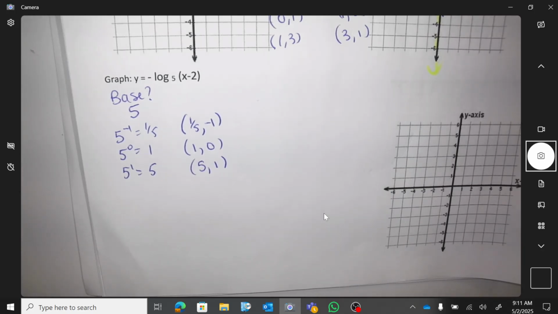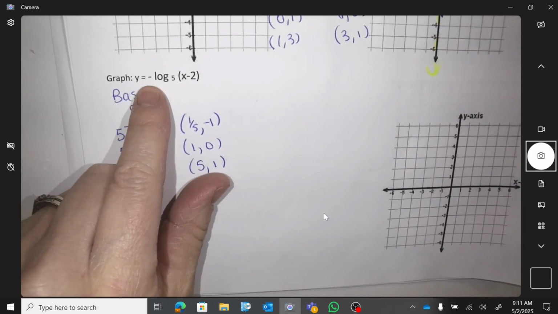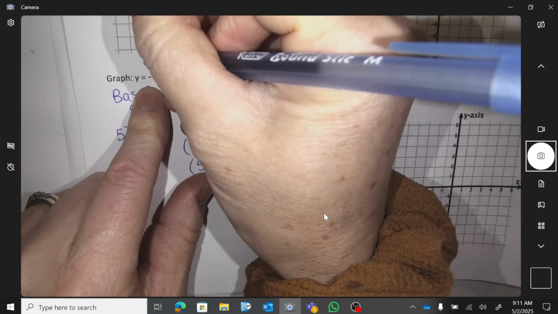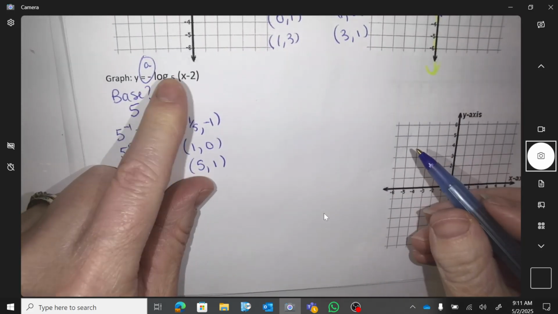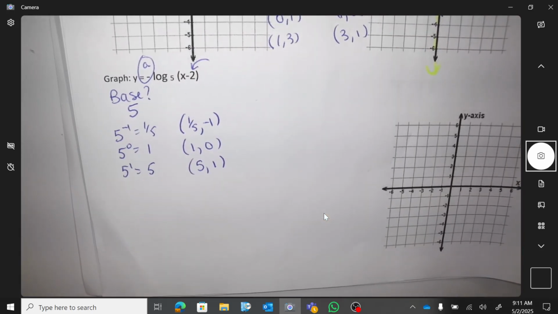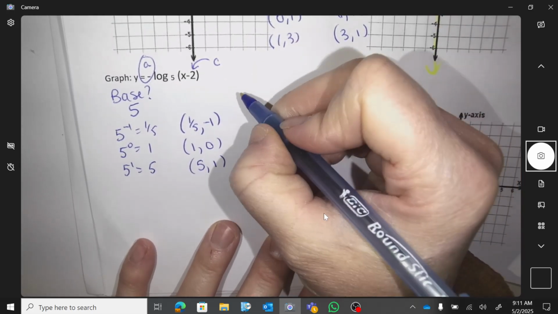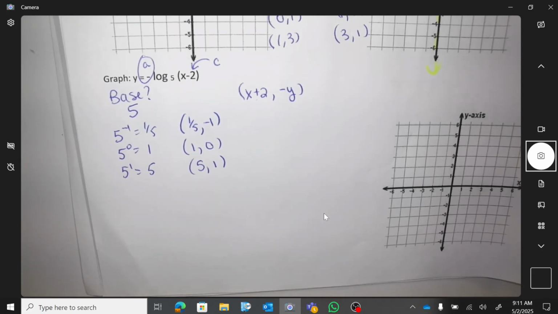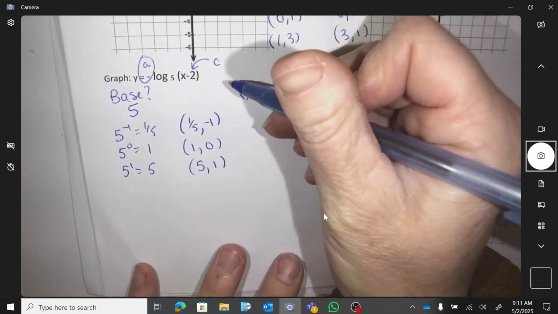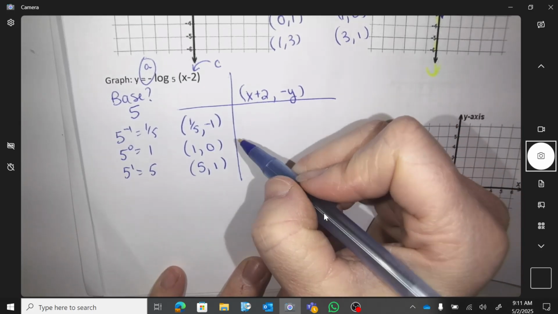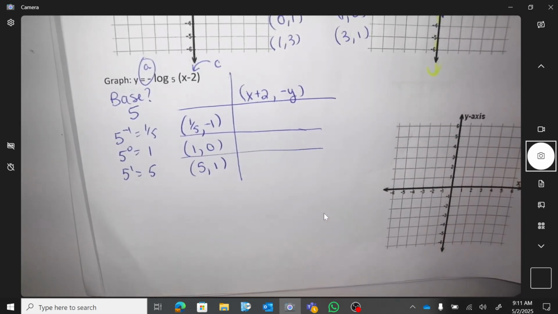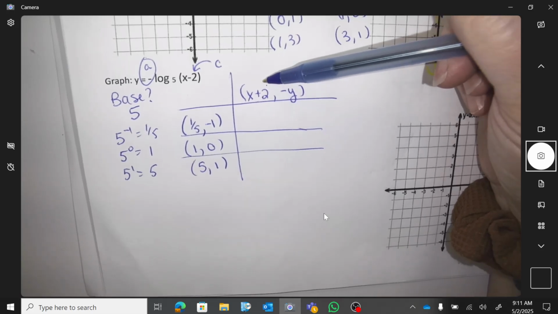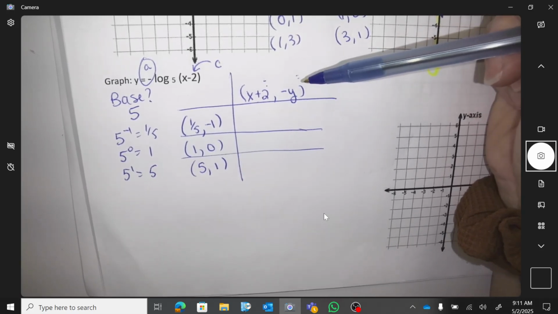Okay, but we're going to do some transformations. We have a negative in the front, so that is an A. And we have a number connected to the x, so that is a C. So what should I do to my coordinates? Okay, so I'm going to be doing a right 2, add 2, and I'm negating the y, reflecting.